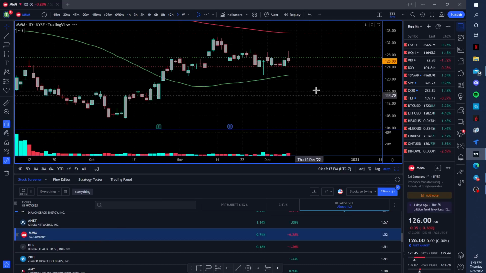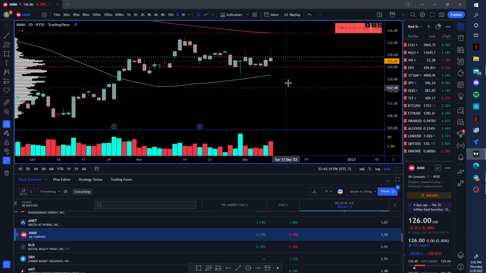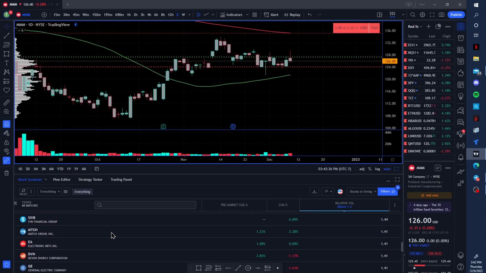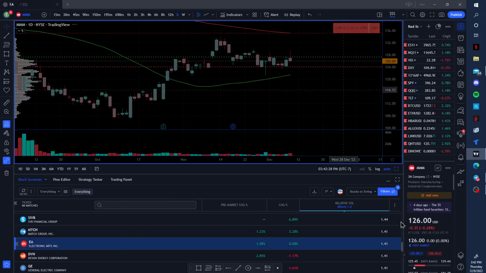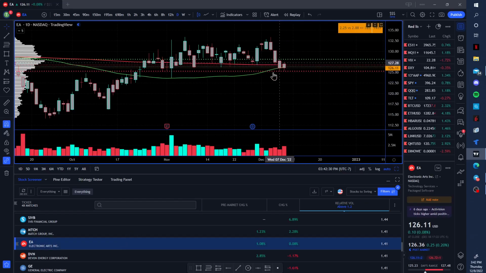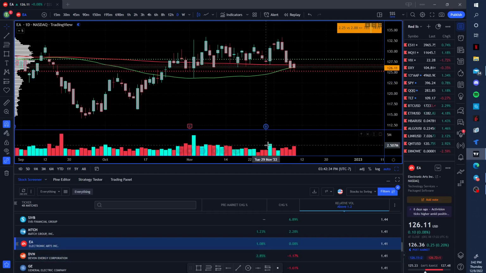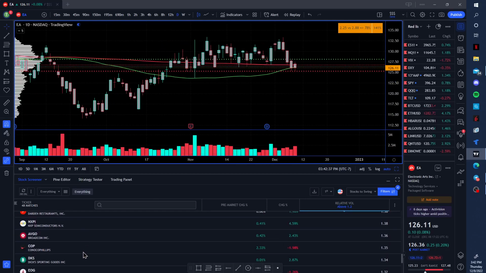You got 3M. They had decent volume. Looks like they rejected. What else? EA. So they had some strong volume at support here. Maybe could have taken a call on that.